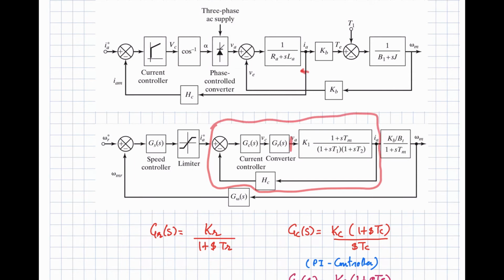So VA, the motor voltage, to the current, we have this transfer function that we have just discussed above. Along with that, we have the power electronic converter. The transfer function is KR over 1 plus STR. And we have the current controller, usually the PI one. And this is the current sensor gain. So this is the current loop.